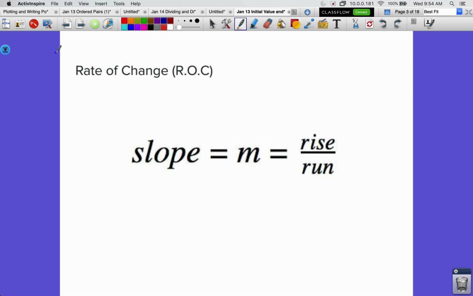All right, so we need to know what rate of change is, sometimes abbreviated ROC. Rate of change is the slope, which we represent often with the letter m. And then this formula is really useful, rise over run. So make sure you've got all three of these representations for rate of change written down.